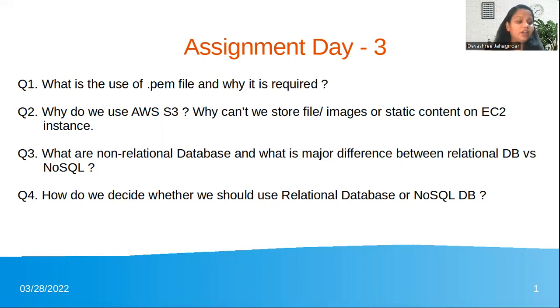Now moving on to the fourth and last question. How do we decide whether we should use a relational database or a NoSQL database? So a relational database can be scaled vertically, which means just adding more computing power and more memory on a single instance. However, on the other hand, NoSQL DB can be scaled horizontally as well, where each instance can run on completely different machines, but the basic properties of the database would be maintained.